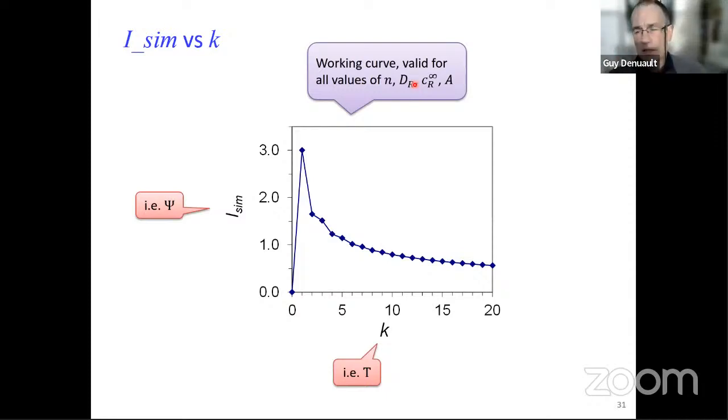But I think you will benefit from working with dimensionless quantities to create working curves because you will learn about the key relationships between your quantities and the dependence of, in this case, the current on time. But for a voltammogram, it would be the dependence of the current on the scan rate, for example.